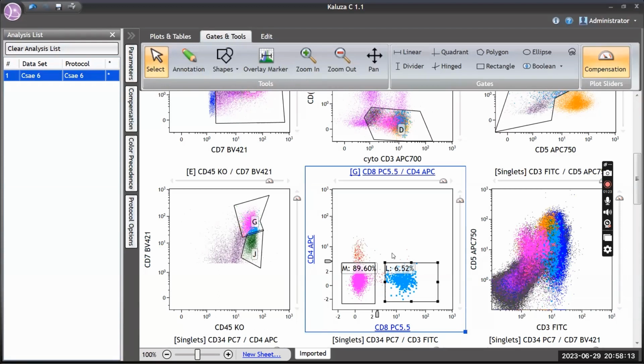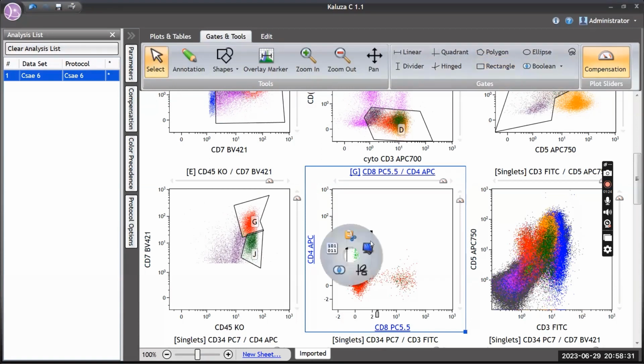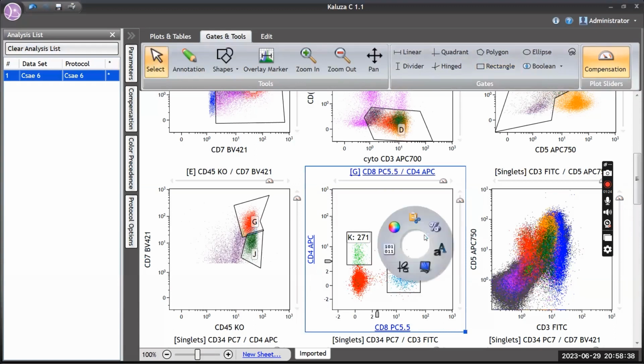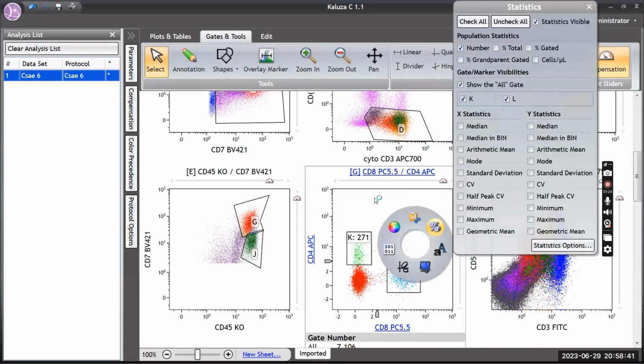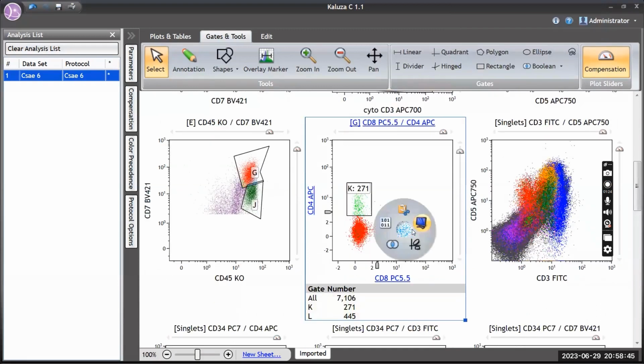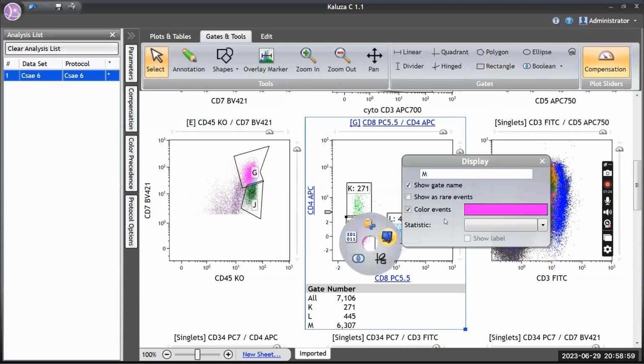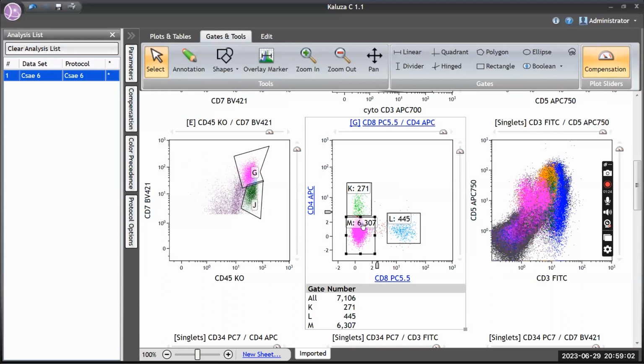And so I repeat, though this is a normal pattern where you're getting CD8 positive, CD4 positive, and a double negative population, it is also important to see the distribution of such populations. For example, if the events in this CD4 are around 271 events, and this is around 445 events, then I expect here some 50 events. Okay, normal. If it is normal, it should be around 50 events. But here you see the number of events is way beyond all these populations, 6,307.